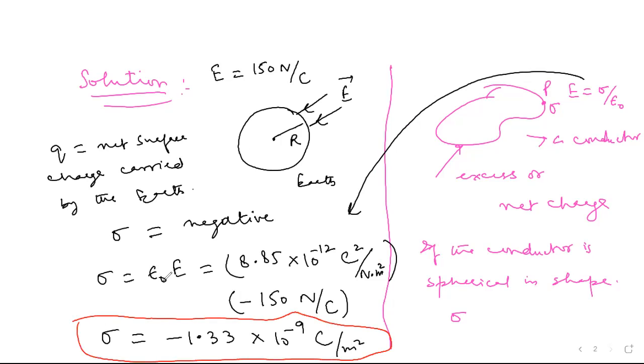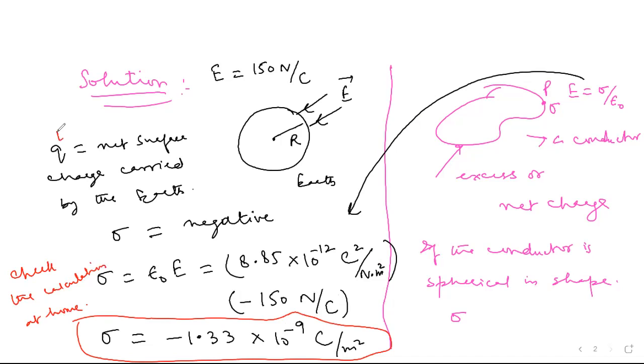Let me check it. Epsilon times E. Epsilon is 8.85 into 10 raised power minus 12 coulomb square per Newton meter square times this E, which we take negative because it is directed downward, which is minus 150 Newton per coulomb. So sigma turns out to be minus 1.33 into 10 raised power minus 9 coulomb per meter square. As always, check the calculation at home.